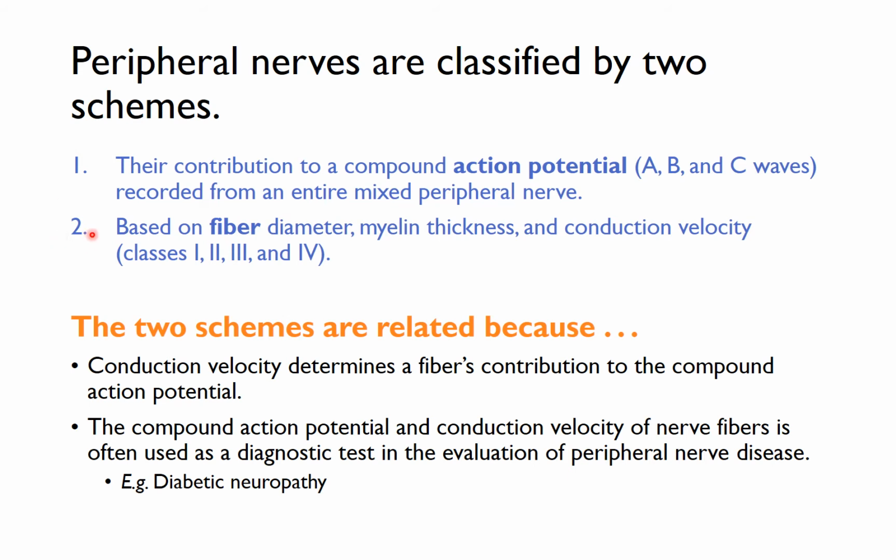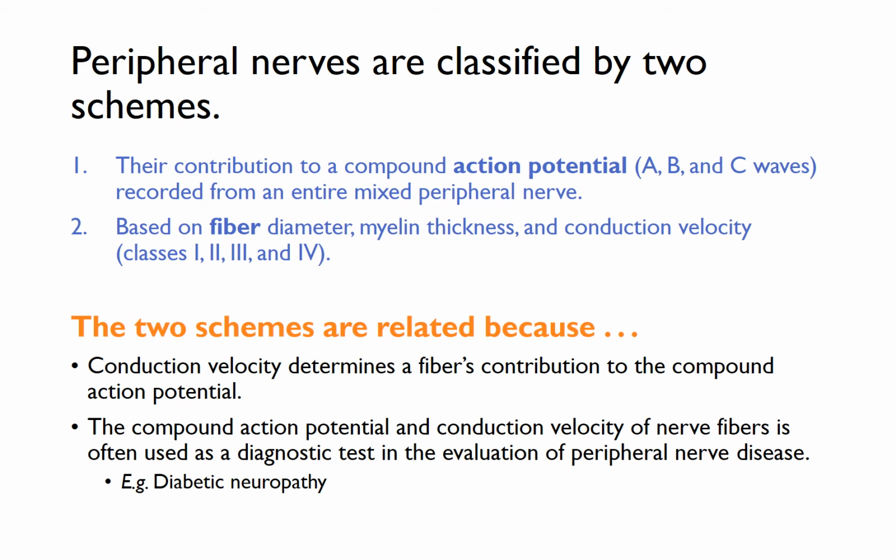Now, a second classification system is based on more of the physical attributes of the peripheral nerve, not necessarily the action potential attributes. And these are based on things like the diameter of the fiber, the thickness of the myelin, and its overall conduction velocity. And these, rather than being named as letters, are named by Roman numerals. They come in classes, class 1, 2, 3, and 4.